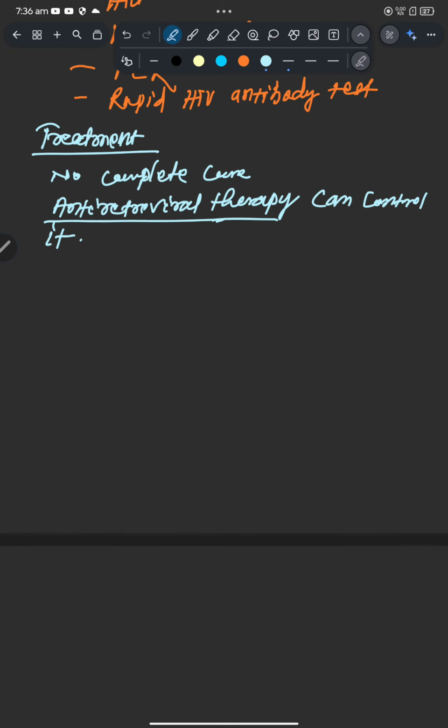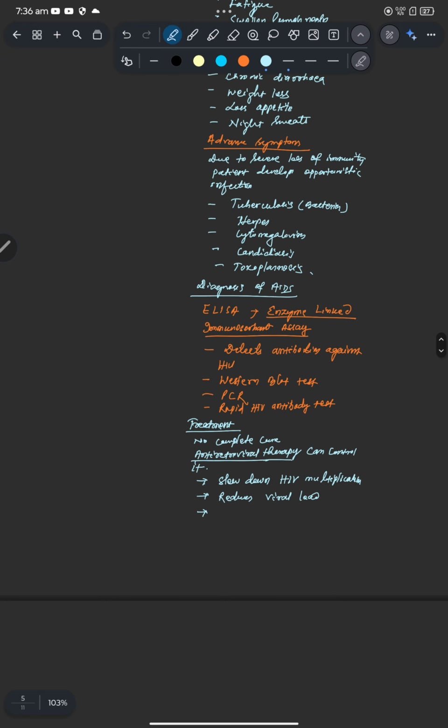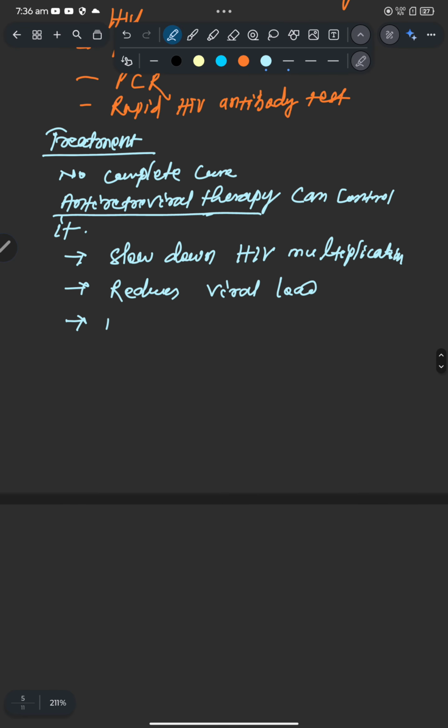तो हाउ दीज ड्रग्स वर्क, ये कैसे काम करता है? स्लोज डाउन, मल्टीप्लिकेशन को रोक नहीं सकता, बट स्लो डाउन द HIV मल्टीप्लिकेशन. मल्टीप्लिकेशन को स्लो कर देगा. ठीक है. तो जिसके वजह से क्या होगा? रेड्यूसेस वायरल लोड, वायरस का नंबर कम कर देगा. एंड जो डिजीज बहुत रैपिडली हो रहा था, अभी ये क्या करेगा? इट डिलेज प्रोग्रेशन ऑफ डिजीज.